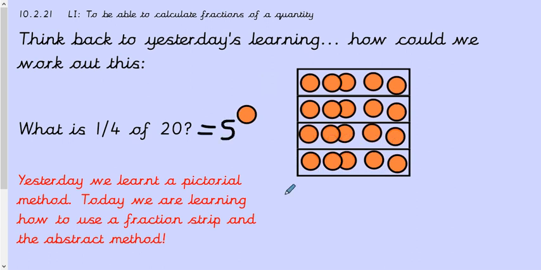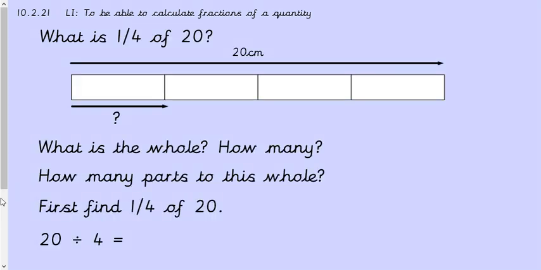Okay, so like I said yesterday, this is the pictorial method where you can see what you're doing. Today we're going to look at how to use a fraction strip to work it out, and also the abstract method, which I briefly talked to you about yesterday as well. So we're still looking at 1/4 of 20, but this is how else we can work it out. If we have this fraction strip, we have split it into groups of 4 because we're looking at quarters. And we know that the whole amount is 20 because that is our whole quantity. So the whole fraction strip represents 20. Think of it as kind of like a bar model. And we want to look at 1/4. And we know this is 1/4 because each of these sections is worth 1/4.